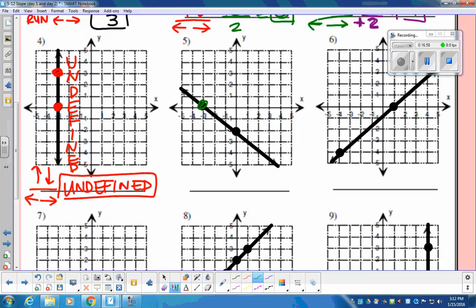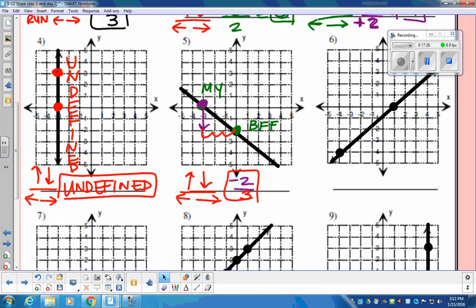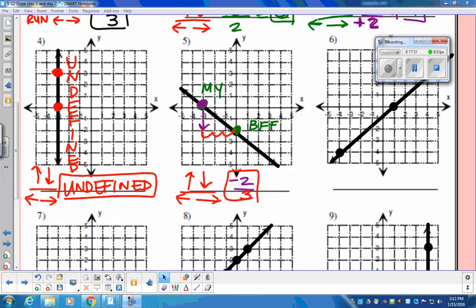Number 5, my hotel room, best friend's hotel room. Up and down on top, left and right on bottom. So we're going to get on the elevator, or we're going to drop my stuff off in my hotel room. Super excited to go see my best friend, so we're going to do the up and down movement first. We're going down 2. Down is a negative movement, so down 2. Get off the elevator and run 1, 2, 3. Slope is -2 over 3. Okay, let's finish this page.